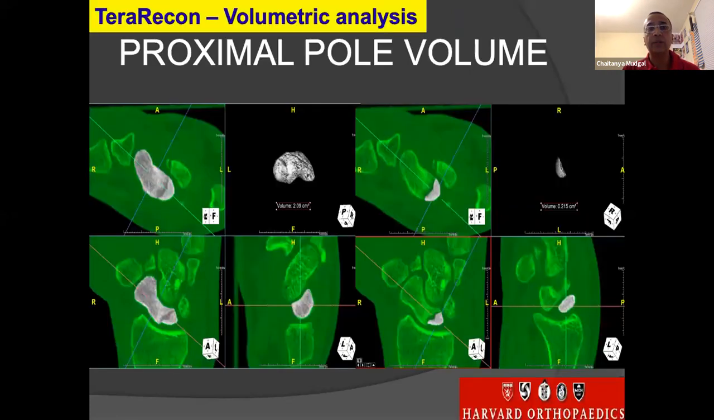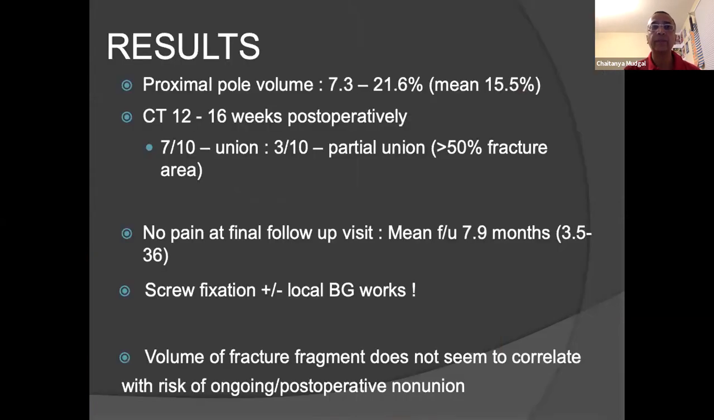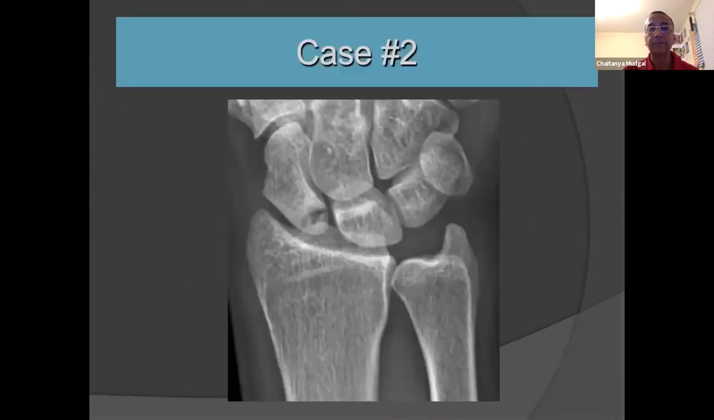And what we found was, this is how we use the TerraRecon software to calculate the proximal pole volume, and they went on to predictable union, as long as you follow the principles of grafting and stable fixation, with the CT at 14 weeks. So the proximal pole volume varied from 7 to 21%, and 7 out of 10 healed within 16 weeks and 3 out of 10 had partial union at 16 weeks. So clearly it appeared that screw fixation and bone grafting works, and the volume of the fracture fragment did not seem to correlate with ongoing non-union.